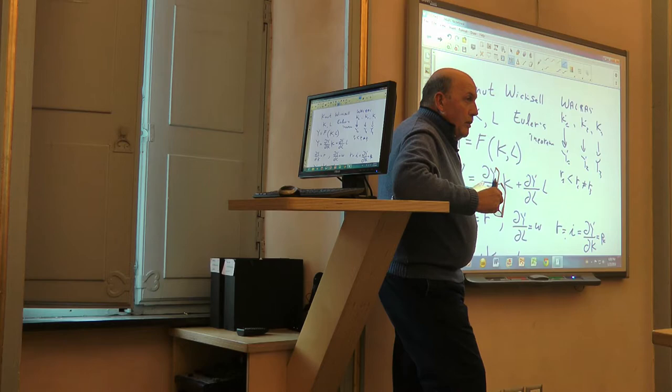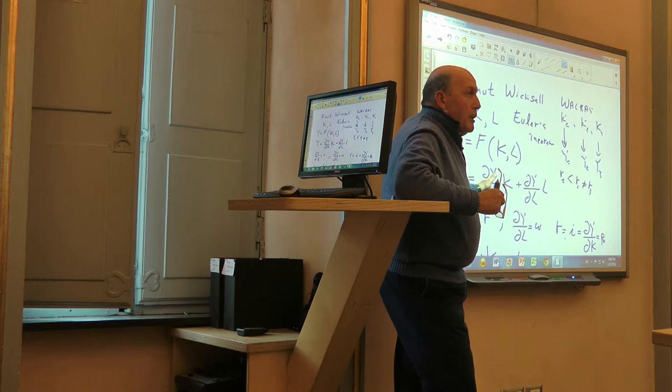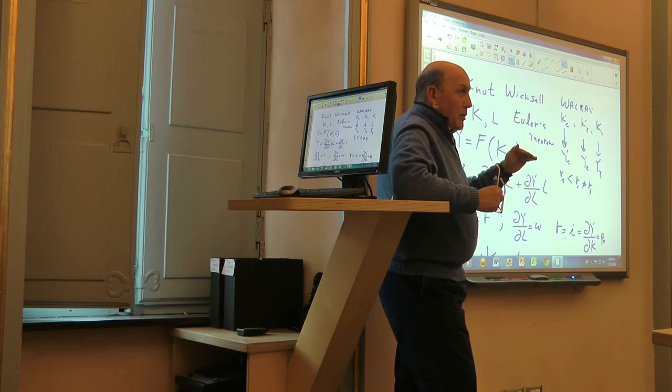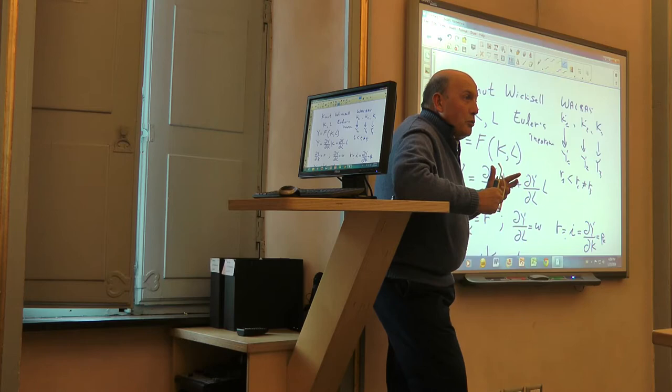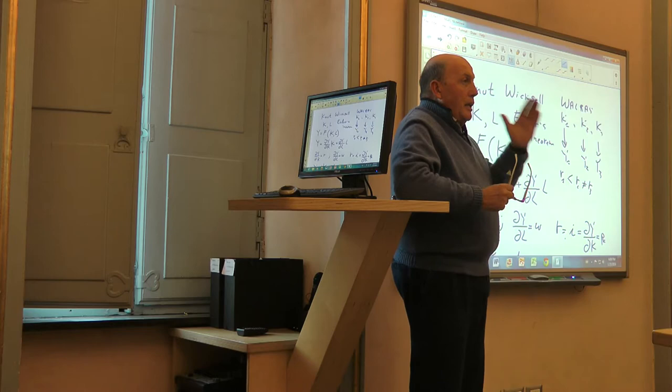Not in classical. In classical, there's no substitution, but here there is substitution. Exactly this equation shows that there is substitution because you take the marginal product of each factor. What does it mean? It means you keep one factor constant and the other one increases, and therefore it means that you can substitute. You understand? In the classical approach, you cannot substitute. The technique is given. You don't substitute.